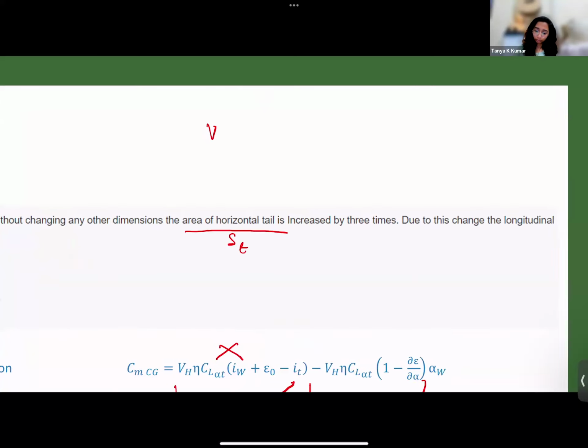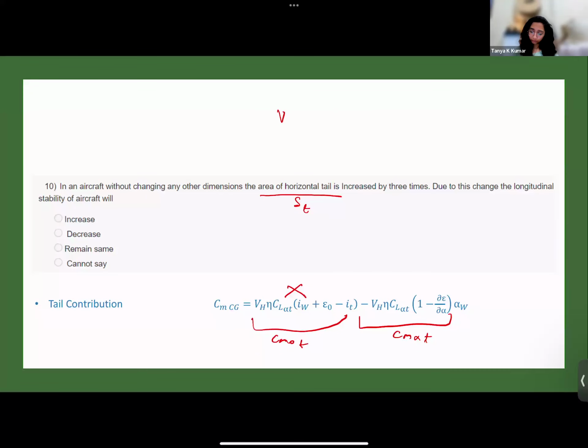So this is ST and VC bar. Now ST is being increased. That means VH is being increased. So when VH is increased, the entire term becomes more negative. Does the stability increase or decrease, or what happens? ST increases, VH increases, CM alpha becomes more negative. So what happens to the stability?